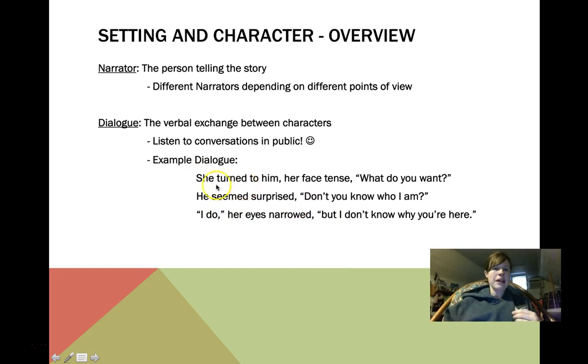So for example, I have, she turned to him, her face tense, "What do you want?" He seemed surprised, "Don't you know who I am?" "I do," her eyes narrowed, "but I don't know why you're here."